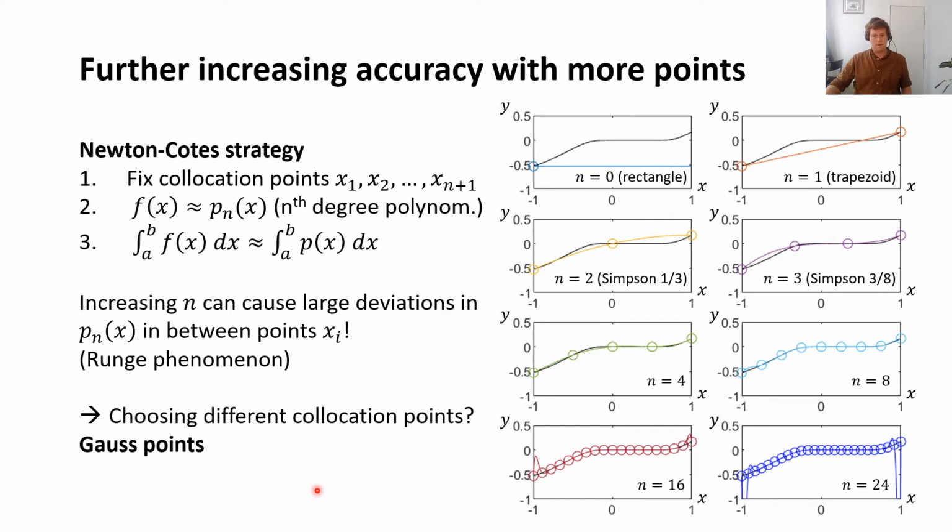However, this doesn't give us a lot of freedom, and maybe choosing different collocation points, not placing them in an equidistant fashion but in a slightly more intelligent way, could get rid of these oscillations that we're seeing over here. An example of such good points that we could use instead of these equally distributed collocation points used in the Newton-Cotes methods are Gauss points. And I will just show you how these Gauss points look in the next slide.